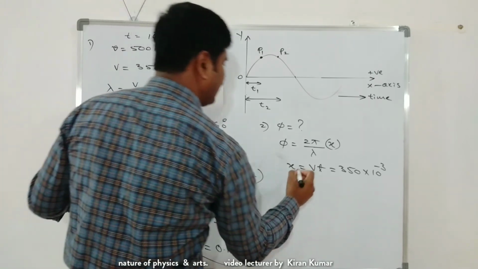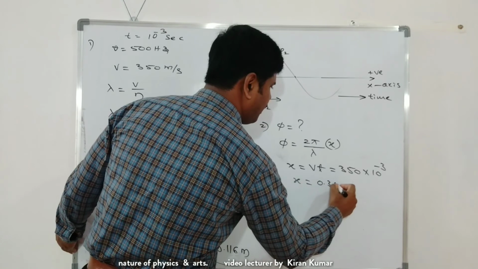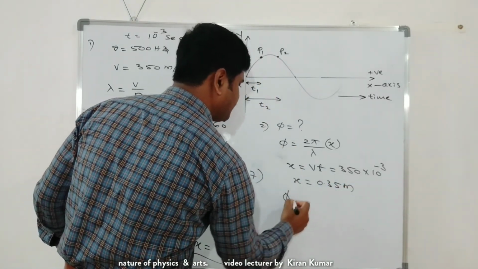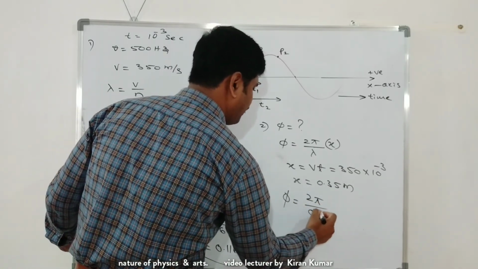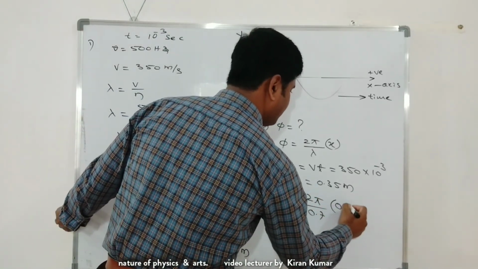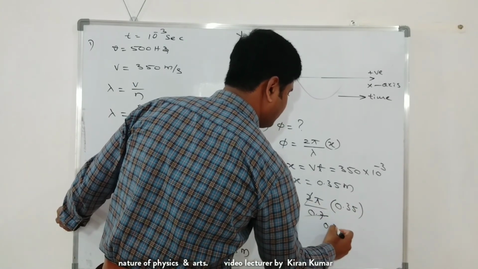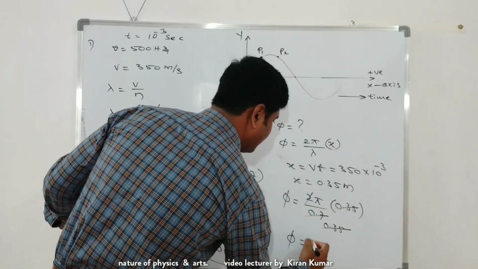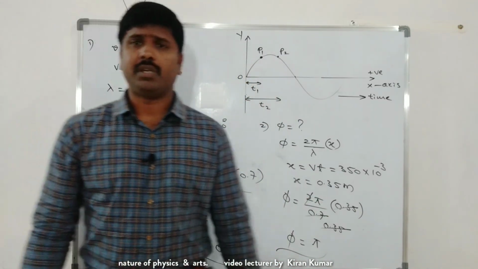So then the x value is equal to 0.35 meter. Okay, now phi is equal to 2 pi divided by the lambda value 0.7, into the x value 0.35. See, this value 0.35, 0.35 gets cancelled. Here the phase is equal to pi, which is the answer for the given question. Thank you.